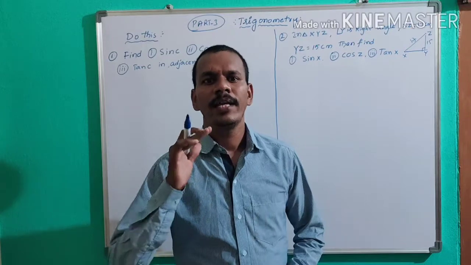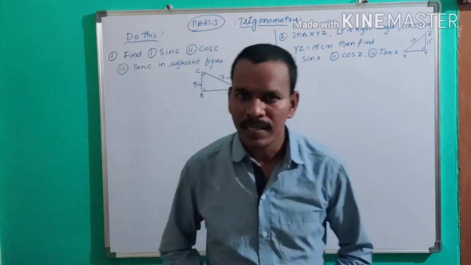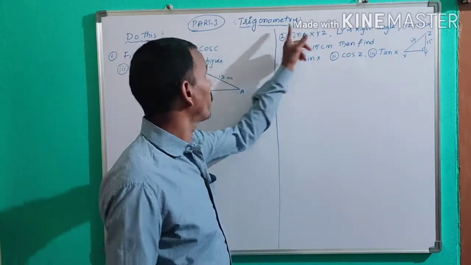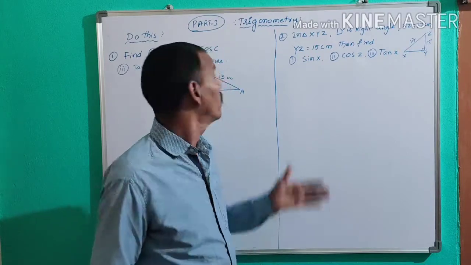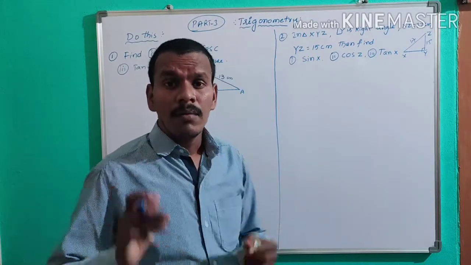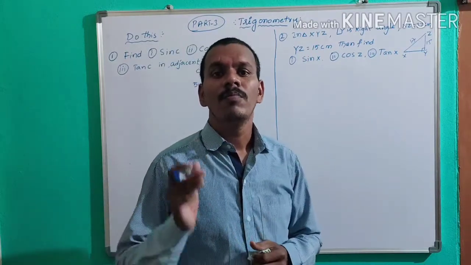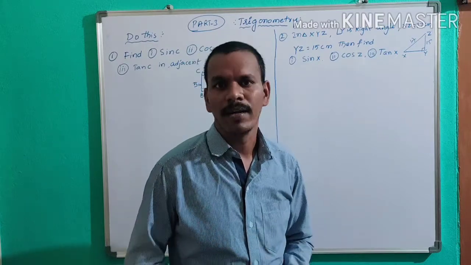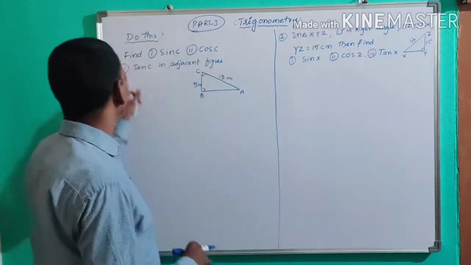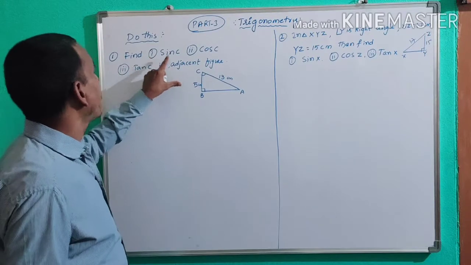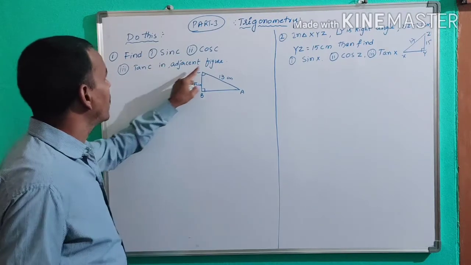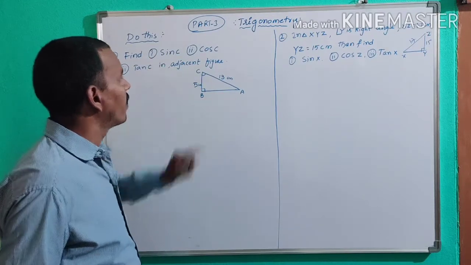Now enter into the topic. The topic is trigonometry. This is the third video, and do these problems before the exercise 1.1. So what are the do these problems? First one is find sin C, cos C, tan C in the adjacent figure. They are given some values.